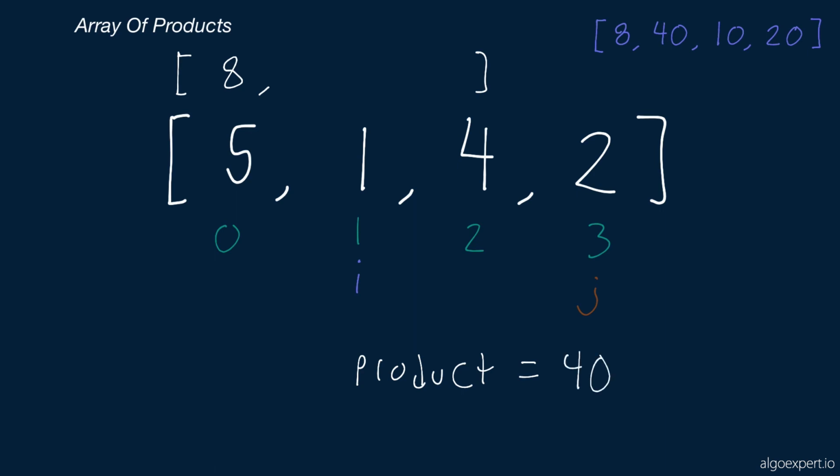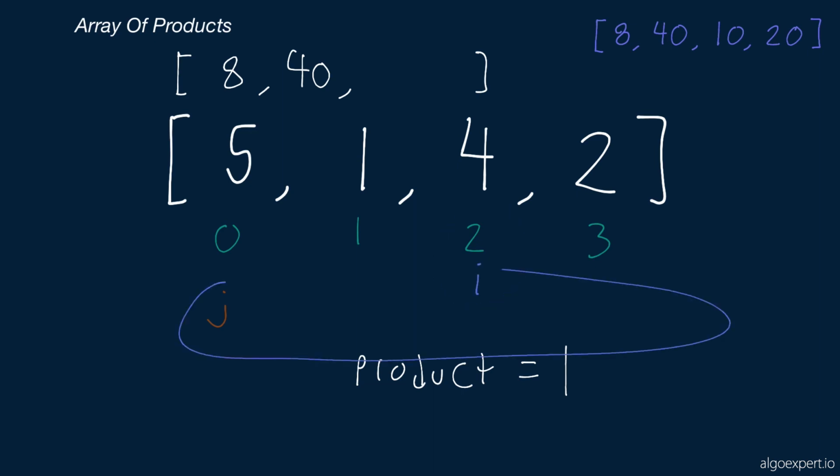And now j's done. We're going to reset j back to the beginning because we finished that iteration. We now have a product of 40. This is the value that we need to insert in position 1 in our output array. And so we go ahead and do that. We insert 40 right here in our output array. Now we reset the product back to 1, we move i over, and we continue the process again for this next index. So now we start iterating through j once again.